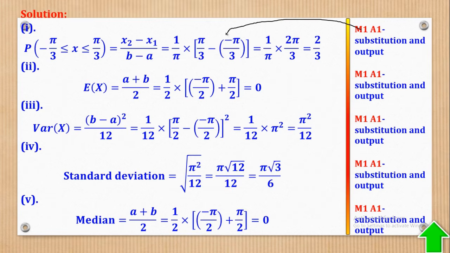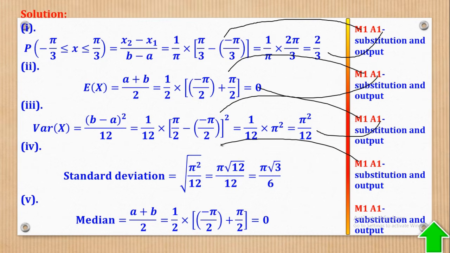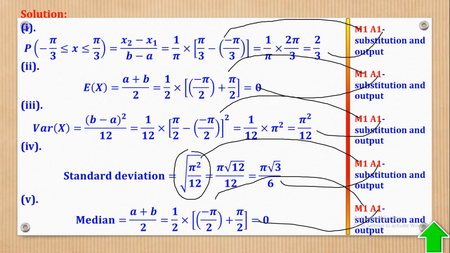So M1 for substitution, A1 for output, substitution, output, substitution, output, substitution, output. Remember, a third cannot be left in the denominator. So at this point, if you leave your answer here, it will not be okay, because the denominator is square root of 12, which is not okay. So you have to rationalize so that the third can go in the numerator. So here, substitution and output.